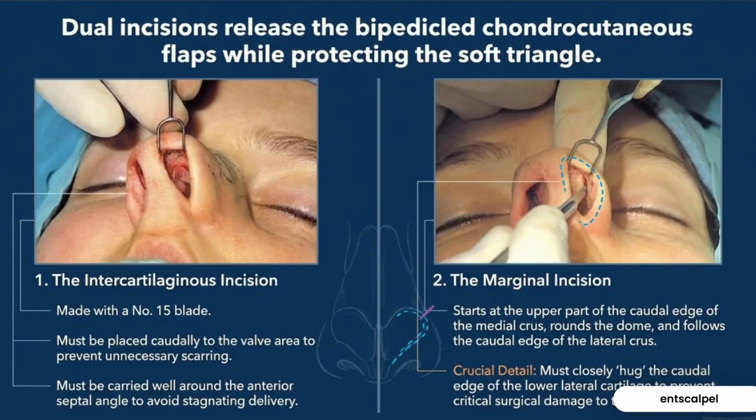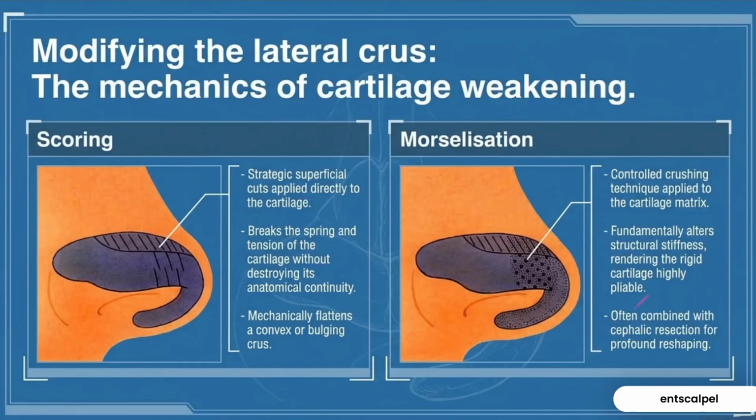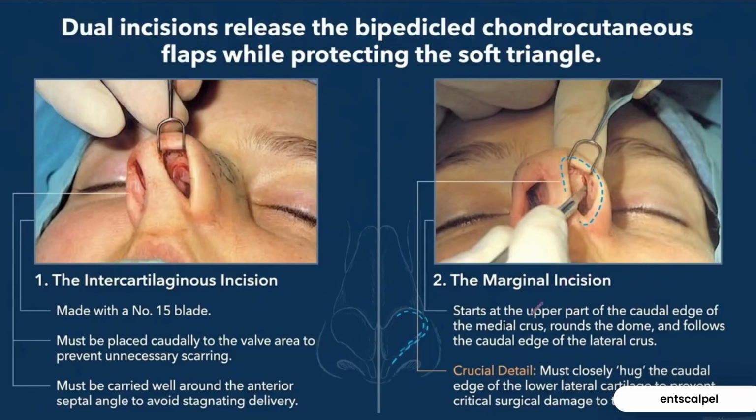If a surgeon's scalpel strays even a millimeter and accidentally cuts into that soft triangle, the resulting scar tissue contracture will pull the skin upward. Oh, yikes. Yeah, it causes a highly visible permanent notch in the rim of the nostril that is notoriously difficult to reconstruct. So tracing that cartilage edge perfectly is mandatory.